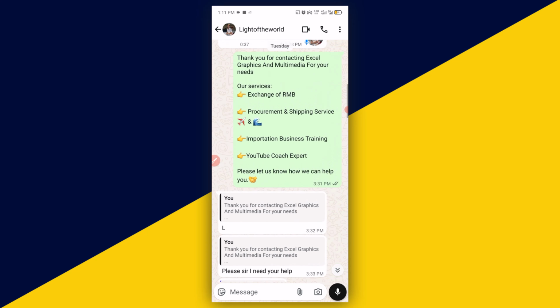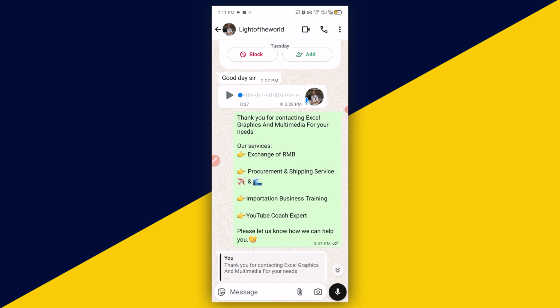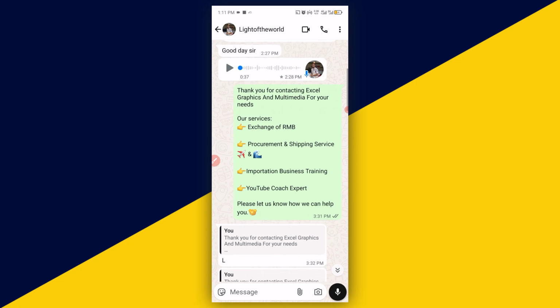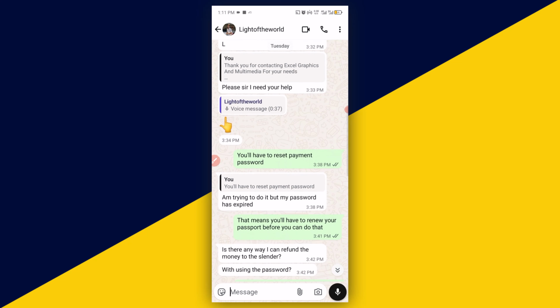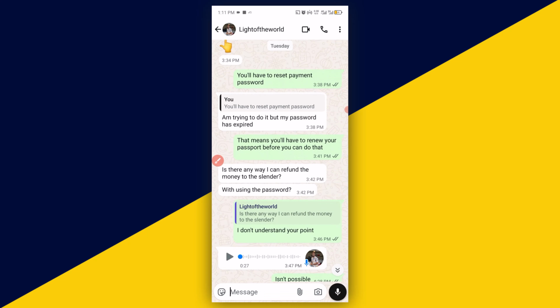What actually happened here is that they forgot the payment password in Alipay, and this is a serious issue. Then they stated further, please sir, I need your help. I'm trying to do it, but my passport has expired. This is another issue right here, because my response was that you will have to reset your payment password. And as a result of that, they were unable to do it. And they go ahead and ask me a further question.